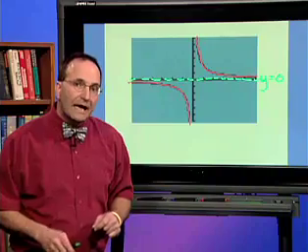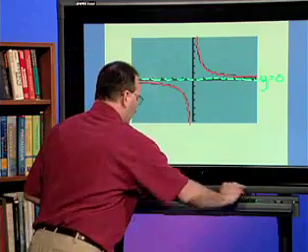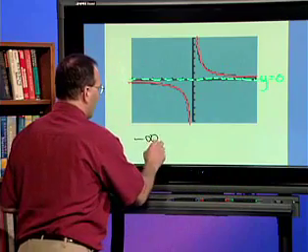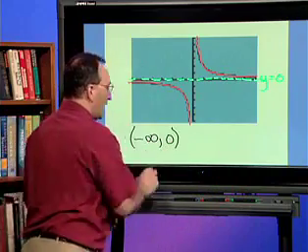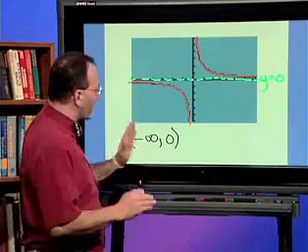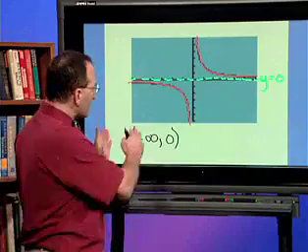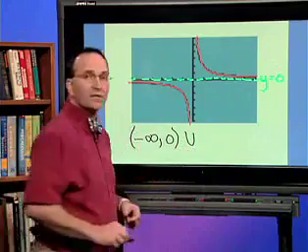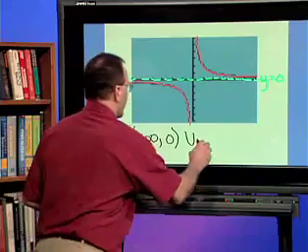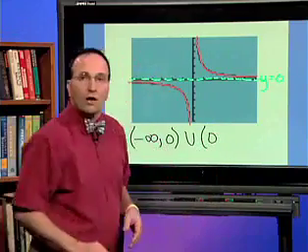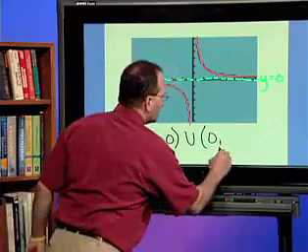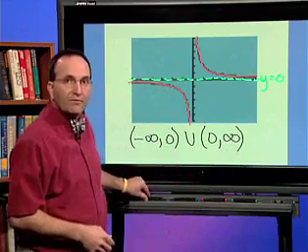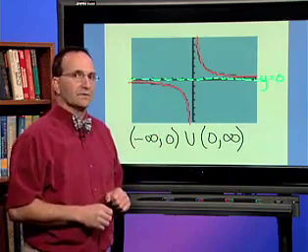So to write the range in interval notation, we would write it as such. We would start at -infinity, and it would come up to 0. And both of those are parentheses, because neither of those are actual values that can be part of the range. That's going to be union with starting at 0, going up to +infinity this time. So that would be the range of our function f of x is equal to 2 over x.